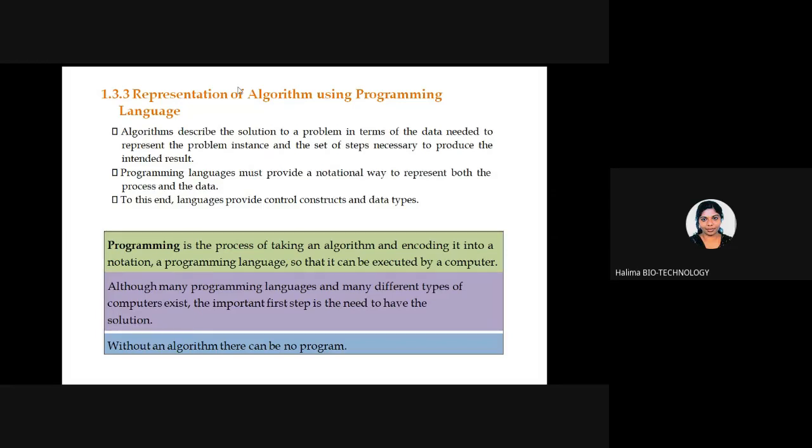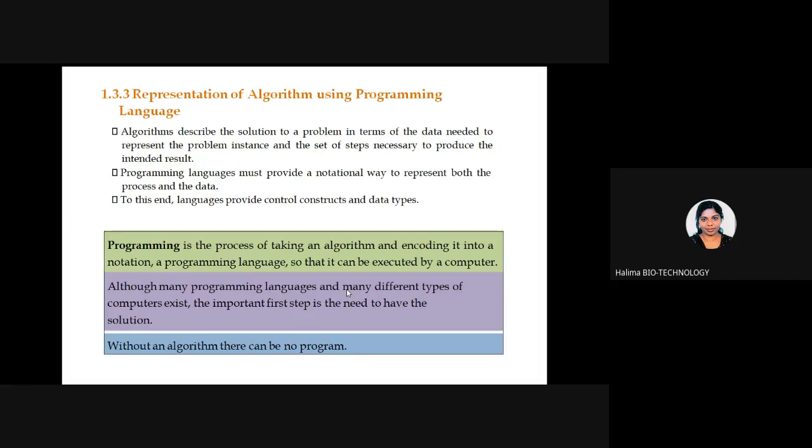So the last method you are learning is, whereas pseudocode is kind of a casual algorithm that you write, a flowchart is actually symbols. It will give you a clear picture of what is executed first and what is executed at last, whereas representing in a programming language is like directly writing a program, okay, without the algorithm. So this is like advanced people going directly into the program. Programming is a process of taking an algorithm and encoding it to a notation, a programming language, so that it can be executed by a computer.